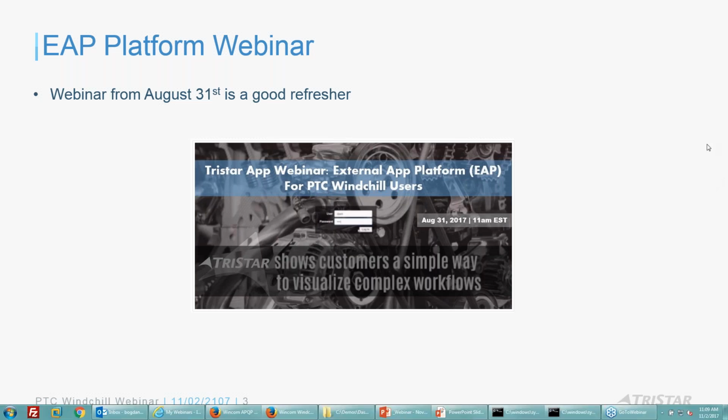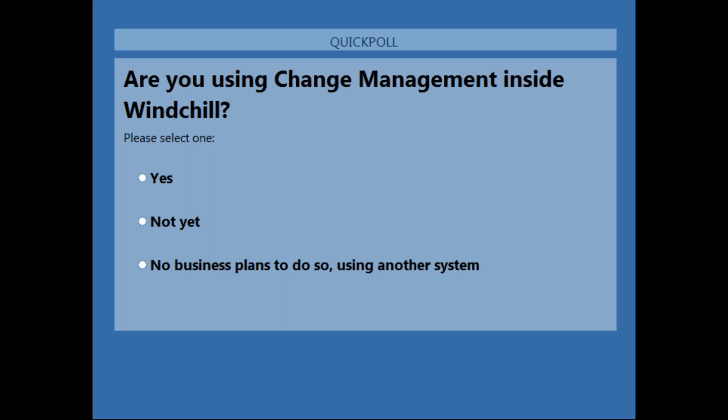I have a couple more, just quick here. Just want to get a sense of, are you also using change management within your Windchill system? So have you configured, either out of the box or some configured workflows for change? Or are you planning on doing this in the future? Or you really have no plans because you're doing this in another system and you're not going to switch. You're going to continue using that other system.